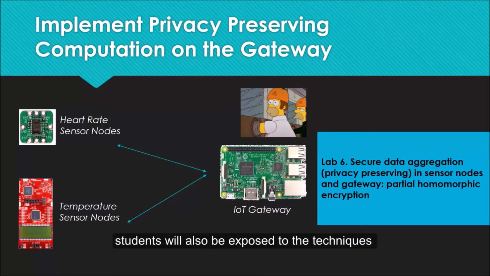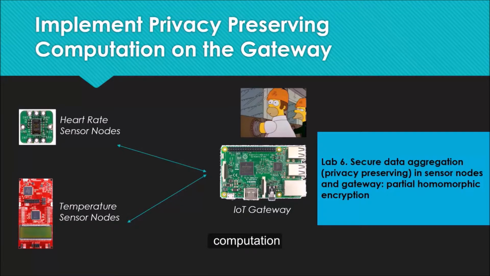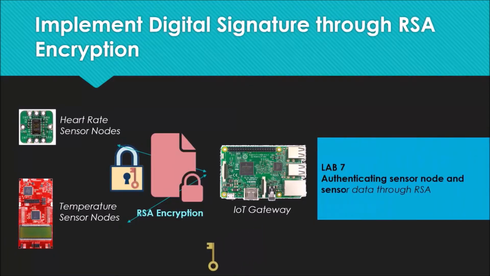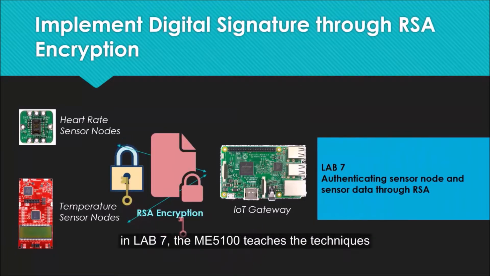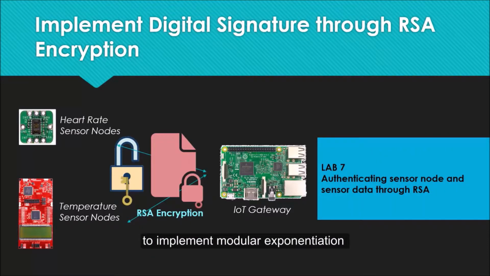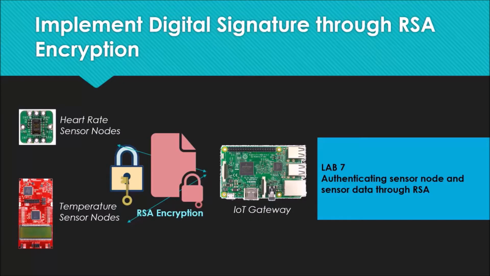Other than that, students will also be exposed to the techniques to implement the Paillier system in a gateway device, and how to provide privacy-preserving computation in IoT applications in Lab 6. And last but not least, in Lab 7, the ME5100 teaches the techniques to implement modular exponentiation for RSA encryption, and the techniques to implement a digital signature through RSA, to secure communication in between the sensor nodes and IoT gateway.